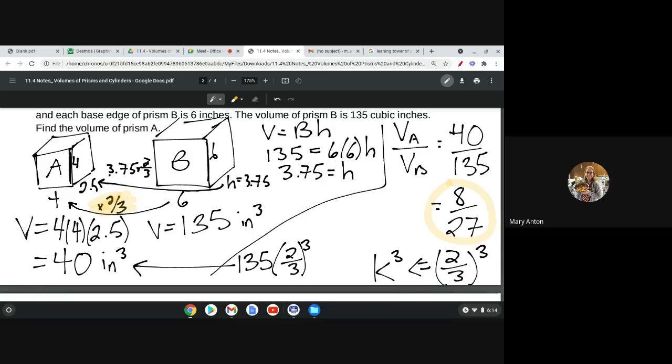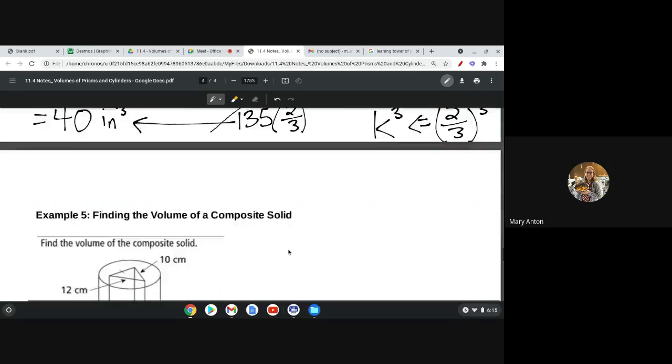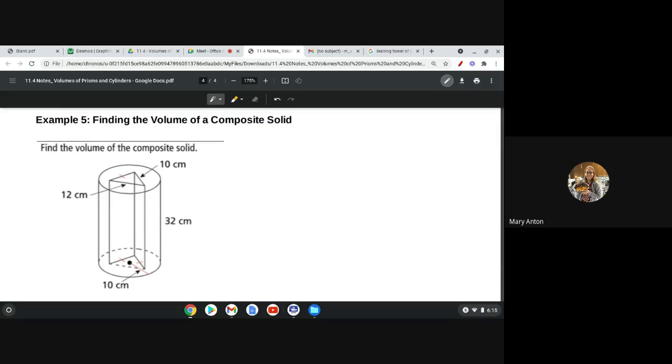Nice little shortcut. So always figure out what your scale factor is, and then the shortcut is to cube your scale factor, multiply by your volume, and that gets you your new volume. Pretty cool, yeah? All right, last topic. And that topic was tricky, and feel free to ask some extra questions if you have any. Or when you have some. Okay.